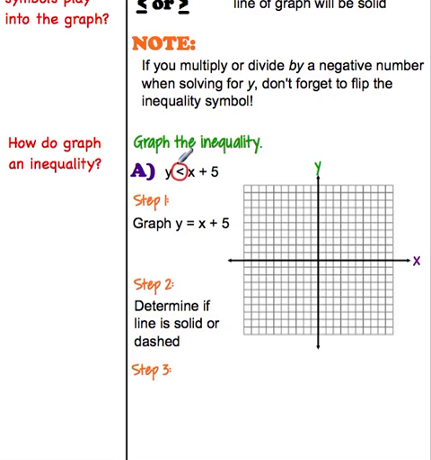So I'm going to graph y equals x plus 5, which has a y-intercept of 5 and has a slope of positive 1. And I need 3 points. So there's my 3 points, and now when I make my line, it's going to be dashed.